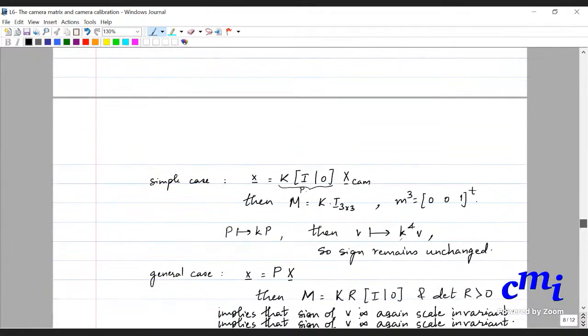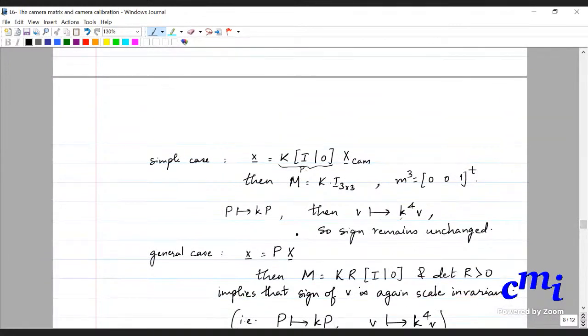In the general case, when you're taking a point from the world coordinate system to the image via P, you also have to take into consideration this R. Actually it is not 0 in this case, right? There is a minus C tilde in this case.